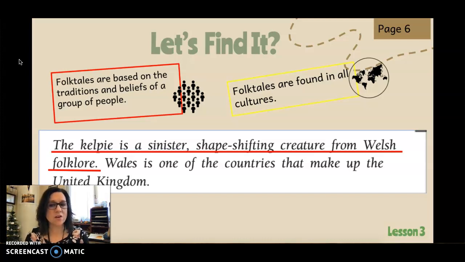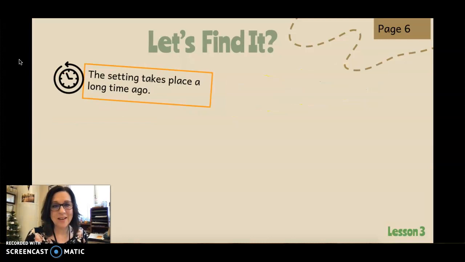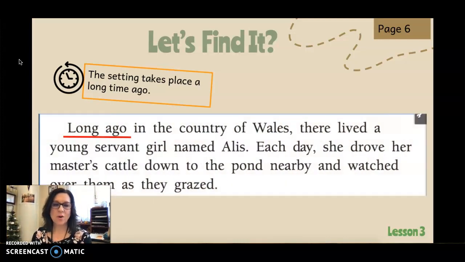And then folktales are found in all cultures. If we highlight where this is found, the culture, Wales, which is in England, is one of the countries that makes up the United Kingdom. Now, the setting takes place a long time ago. It already says that within our text: long ago in the country of Wales.